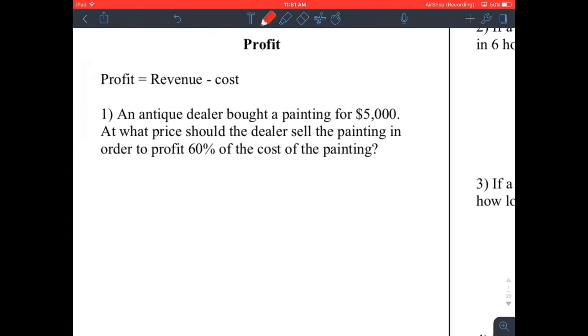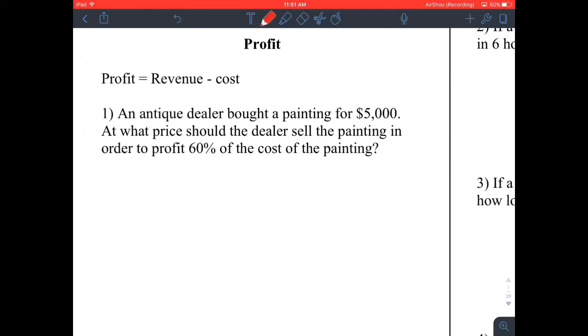Next, let's talk about profit. Profit is taking the revenue, that's the money that comes into the company, minus the cost. Cost can be in many forms. It could be what you're paying the employees, could be from materials or whatever you're producing. So in general, profit is revenue minus cost.